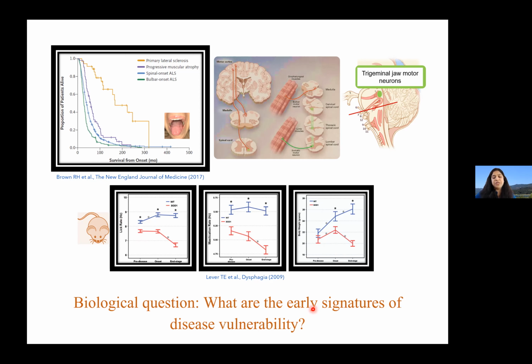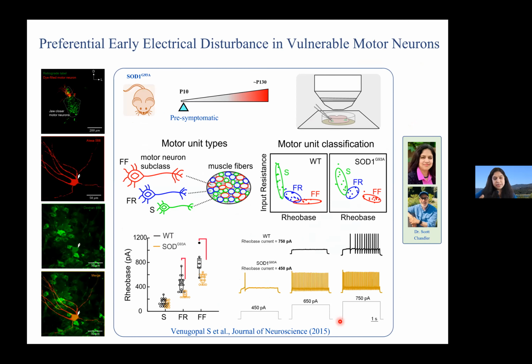So our biological question was, what are the early signatures of disease vulnerability? If we understand this disease early on, maybe we can identify a longer window of opportunity to intervene. This started with my postdoctoral work here at UCLA in Dr. Scott Chandler's lab in integrative biology and physiology. I started with experimental work. We targeted these jaw motor neurons that control the jaw muscles, and we were able to identify them in the brain using a certain marker. And I performed electrophysiology recordings from these motor neurons.